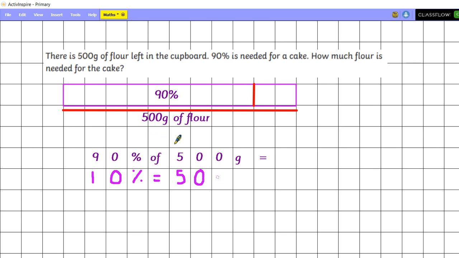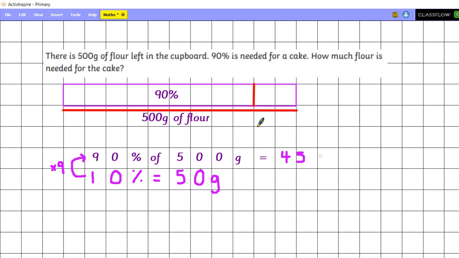Okay. So I could then say, right, so I need 90%. So what have I done to my 10 to get 90%? I've times it by 9. Excellent. So because I've times it by 9, I times my answer by 9. 5 times by 9 is 45. Therefore, 50 times by 9 is 450 grams.